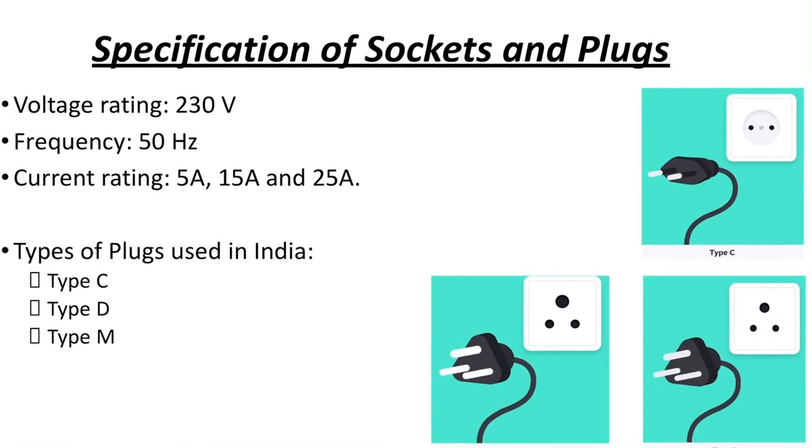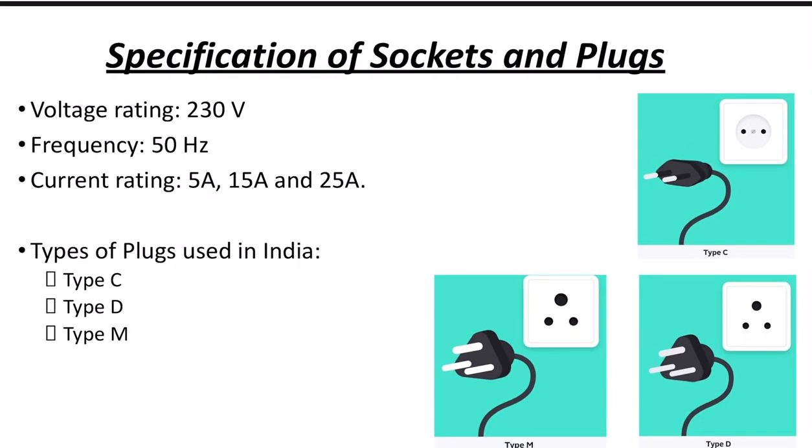So after wires, you would have seen sockets and plugs in your houses. A socket is basically that terminal in which devices are plugged in. These sockets and plugs in our homes are rated for 230 volts AC, and 50 hertz is the frequency. The current rating of the socket, usually we have three types of sockets. We have a 5 ampere socket, 15 ampere socket, and 25 ampere socket.